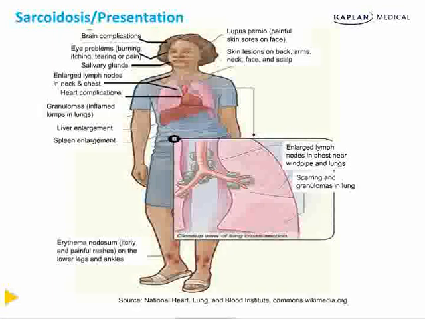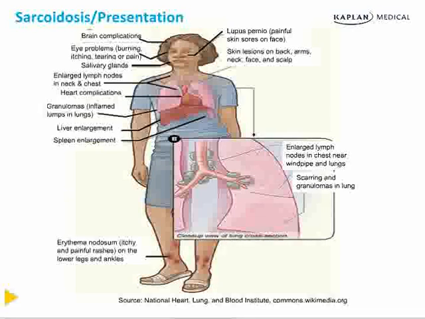Complications in the heart, as we've said, heart block and restrictive cardiomyopathy. You can often have granulomas throughout the body, but especially in the lungs, liver enlargement, spleen enlargement, and sometimes erythema nodosum, this itchy and painful rash on the lower legs and ankles. Lupus pernio can also occur, which is painful skin sores on the face.